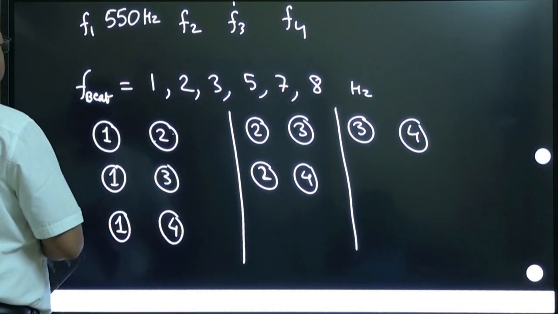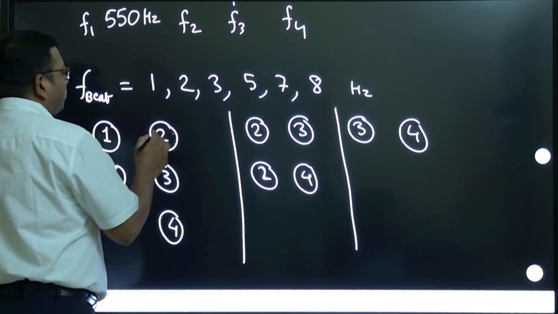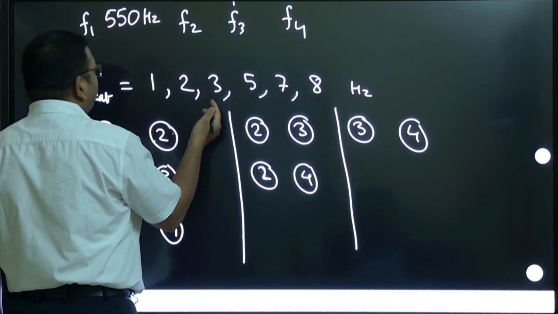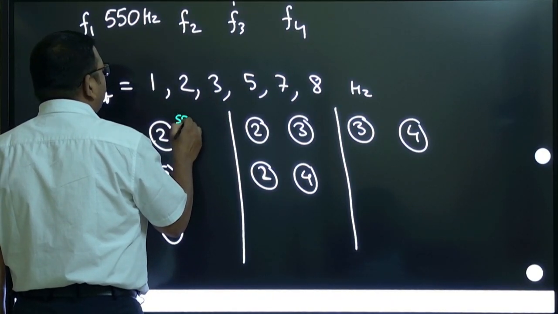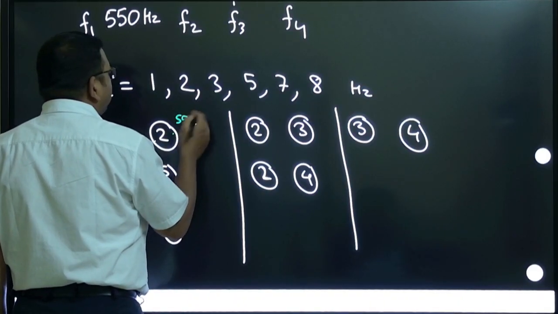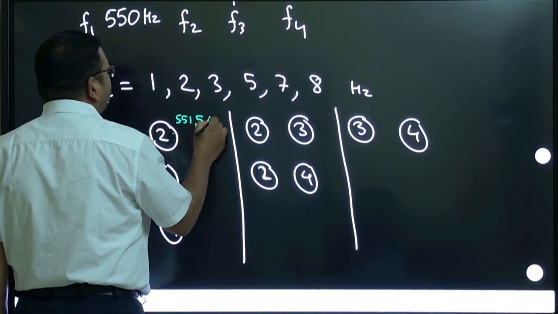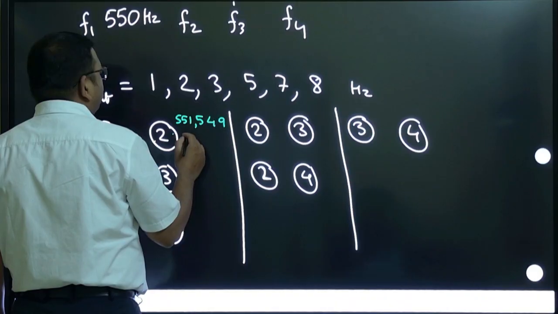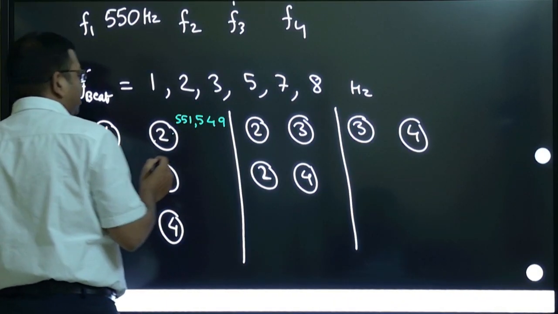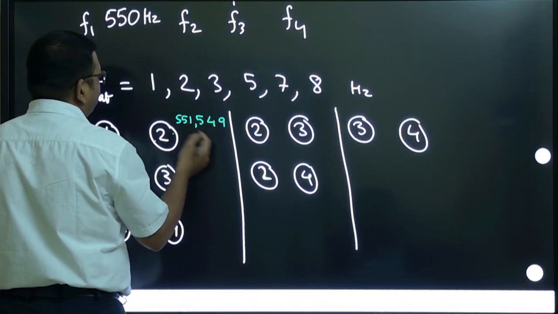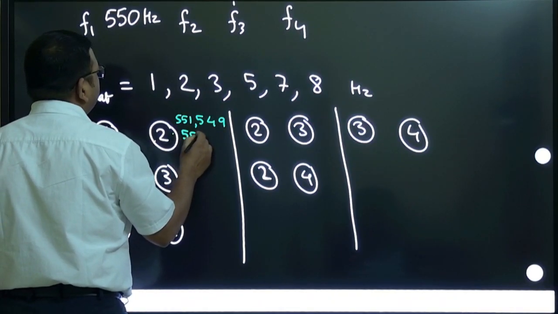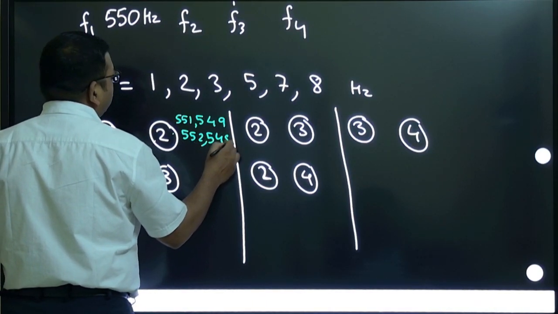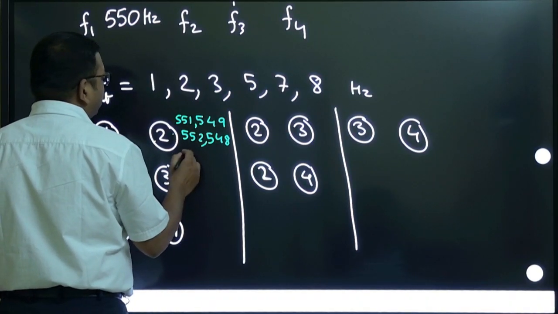How do you do that? If I consider it like this, for the difference of 1 you have to do plus or minus: add 1, subtract 1. So 551 is possible, and subtracting 1, 549 is possible. Similarly, add 2, subtract 2: how much can it be? 552 and 548. Similarly, add 3, subtract 3.